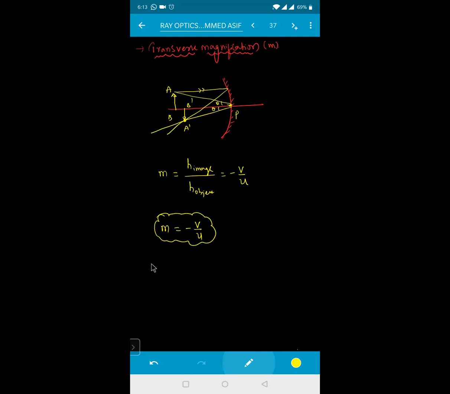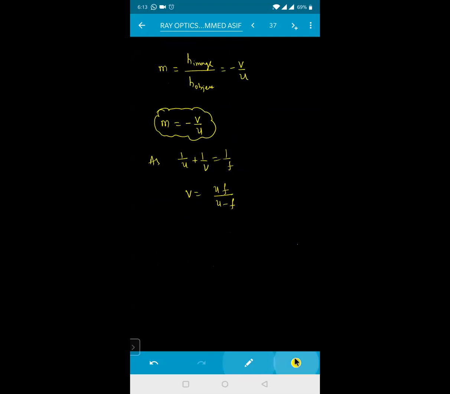In terms of focal length, I can write 1 by U plus 1 by V is equal to 1 by F. So from this one, V will be equal to U into F divided by U minus F. So I can write that in terms of magnification. Magnification M is equal to minus V by U, that is equal to minus of U into F divided by U minus F, divided by U.